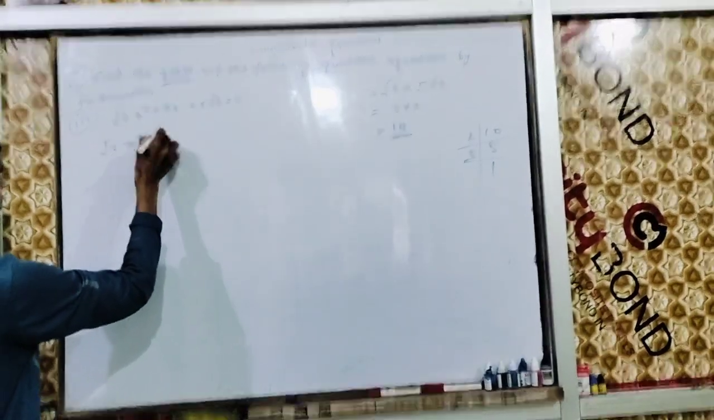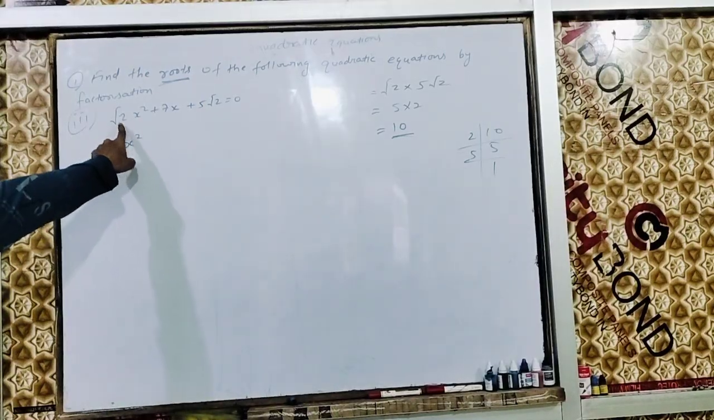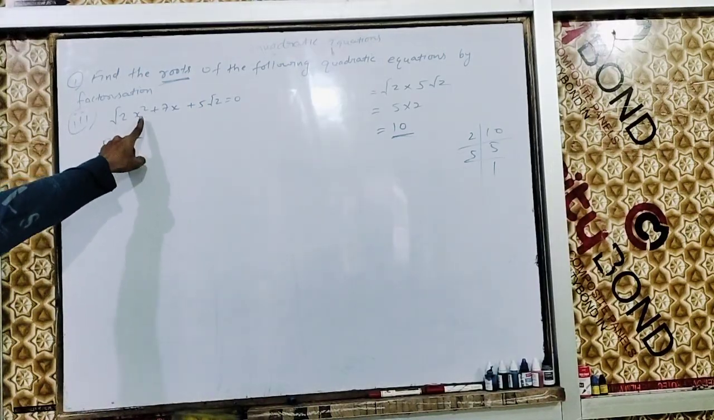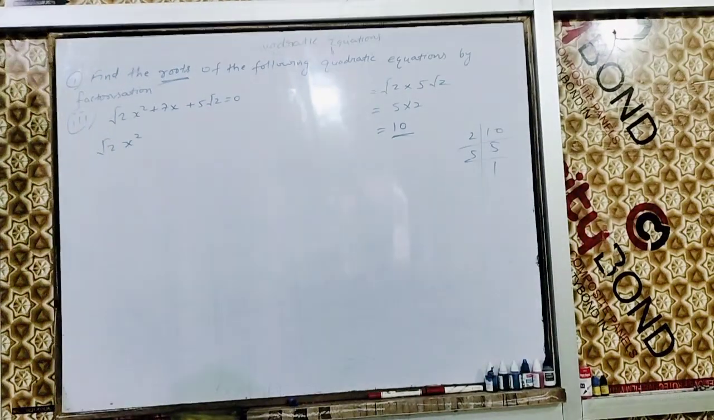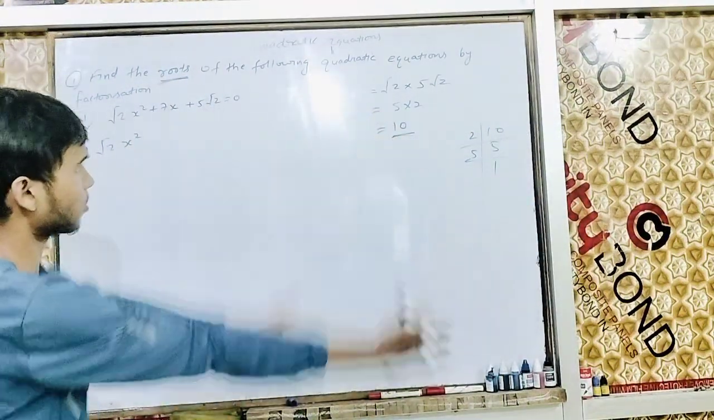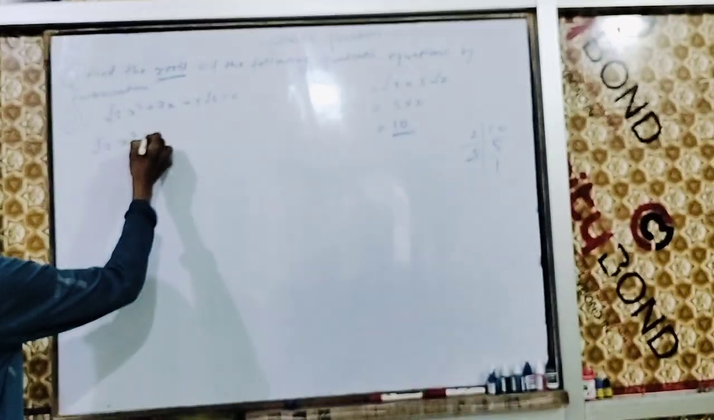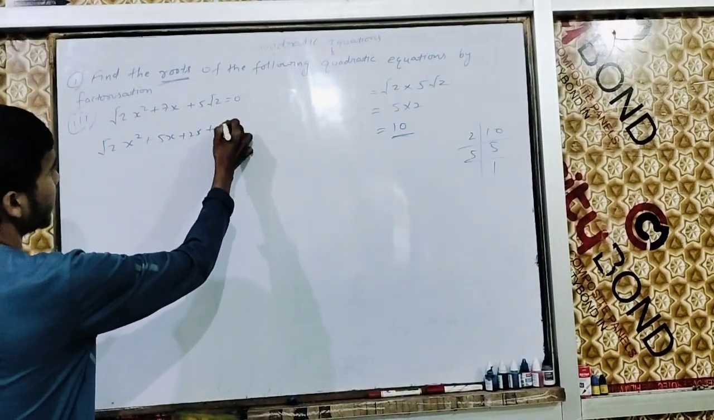Now 2x square. Look here. This x square is not under root. If it is under root, then it will not be a quadratic equation. Okay. Here you can see this is not under root. Now, as we know that this is the sum of 2 terms, so 5x plus 2x, and this would be as it is.